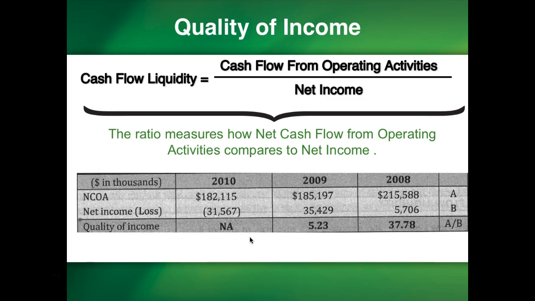Quality of income equals net cash flow from operating activities divided by net income. The ratio measures how net cash flow from operating activities compares to net income. A ratio of 1 or greater will indicate a high-quality income that is supported with cash inflow from operations. In 2010, there was no income, so this ratio would not apply. In 2009, quality of income dropped significantly compared to 2008.